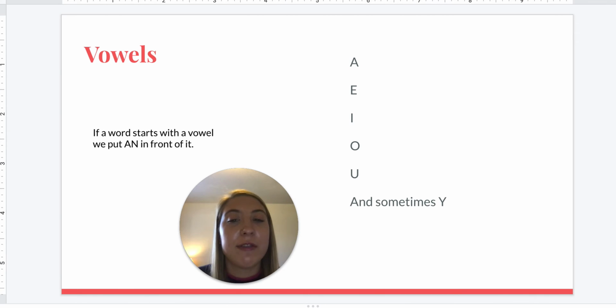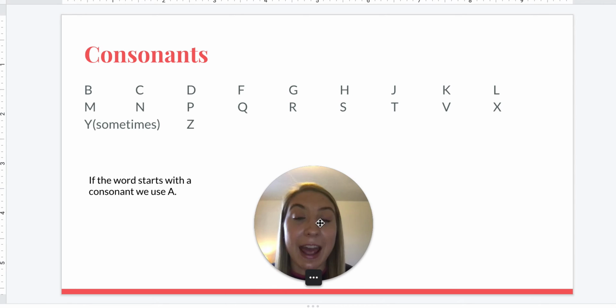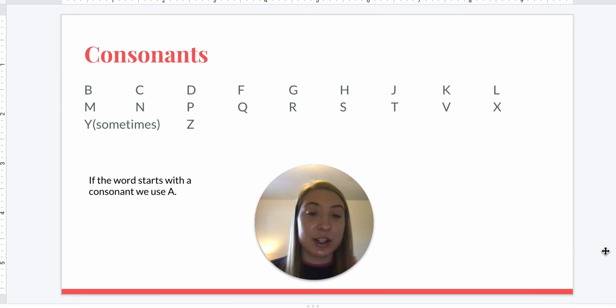All right, so here are our vowels. Remember, if the noun that we are modifying starts with a vowel, we use an. A-E-I-O-U, sometimes Y if it creates that diphthong. And then our consonants, we use a. If the noun that's being modified starts with a consonant, we use a, which is B, C, D, F, G, H, J, K, L, M, N, P, Q, R, S, T, V, X, Y sometimes, and Z. All right, so those are our consonants.